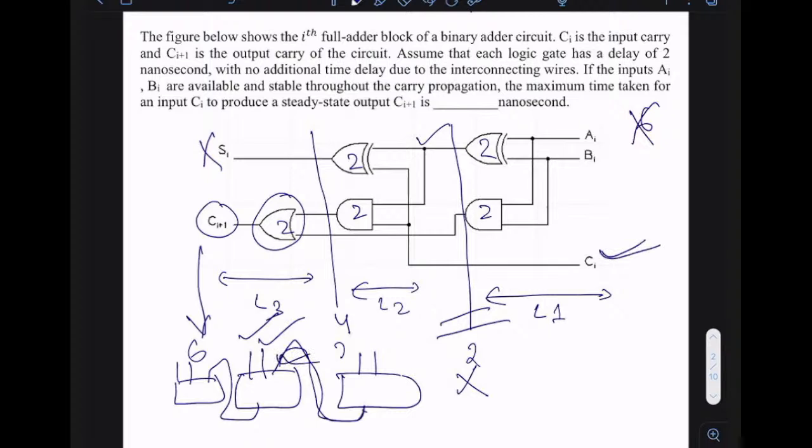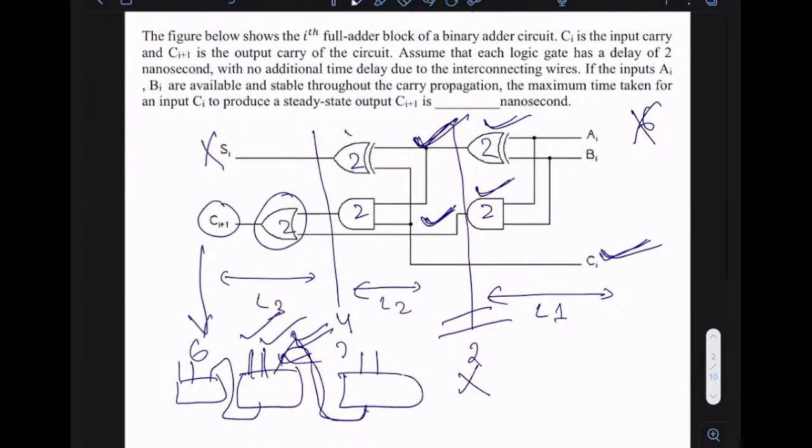So this AI and BI are already available before this CI comes into the picture, right? Definitely, before the CI comes, this AI and BI are already available and stable. That means this particular output, the output of this XOR gate and the output of this AND gate, are already available. So the delay of the first stage will not come into picture here. Why? Because one of the inputs to this XOR gate and AND gate, this and this, are already available when this CI is coming. So there is no lapse of delay of these 2 nanoseconds.